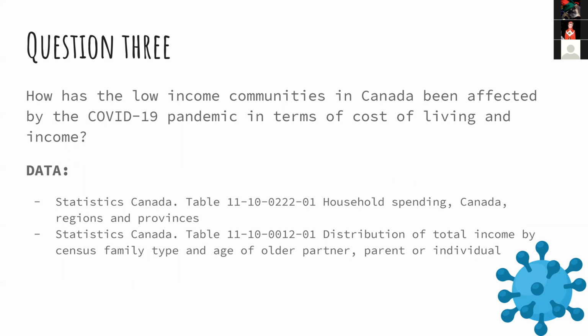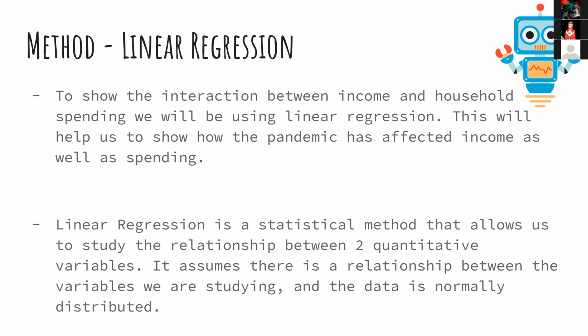For our third question, we wanted to know, how have low-income communities in Canada been affected by the COVID-19 pandemic in terms of cost of living and income? We are using data from Statistics Canada, their tables about household spending and distribution of total income by census family type. So the method we are using here is linear regression.